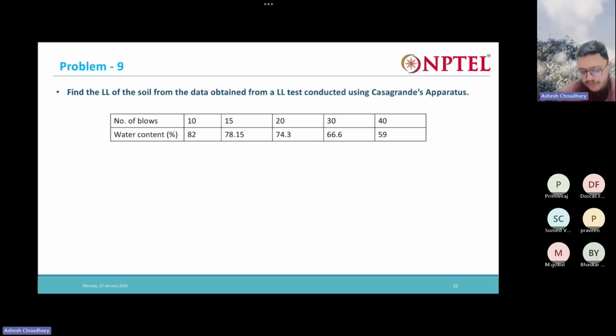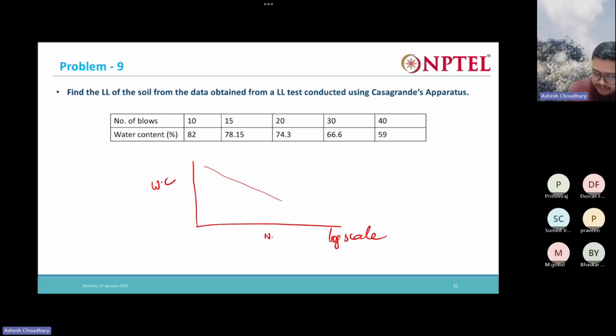Find the liquid limit of the soil from the data obtained from a liquid limit test conducted using the Casagrande apparatus. As I said, you will have the number of blows and you will have the water content. Then you need to plot it like this: number of blows and water content, but this time in log scale. We'll get a line like this. Corresponding to 25 blows, whatever water content we have, that is nothing but the liquid limit. And the slope of this line is known as the flow index.